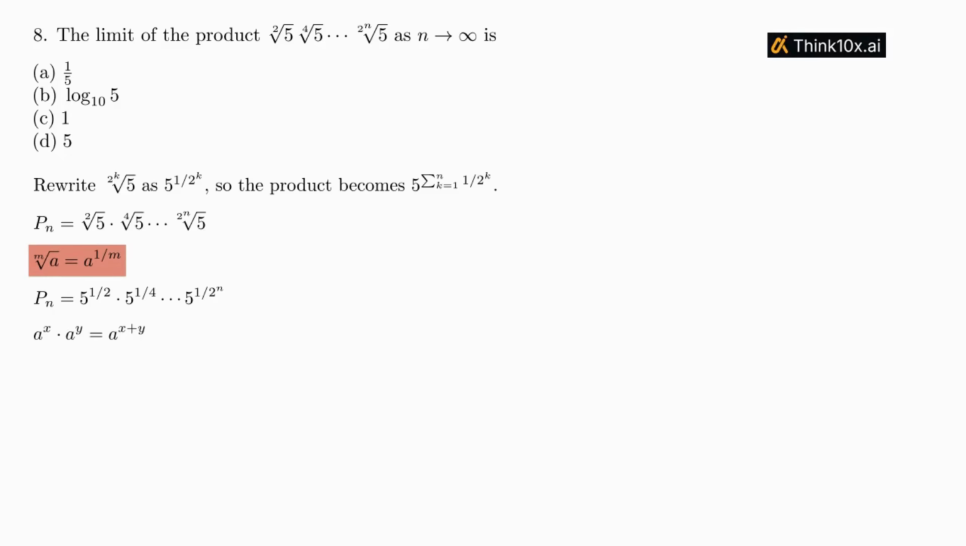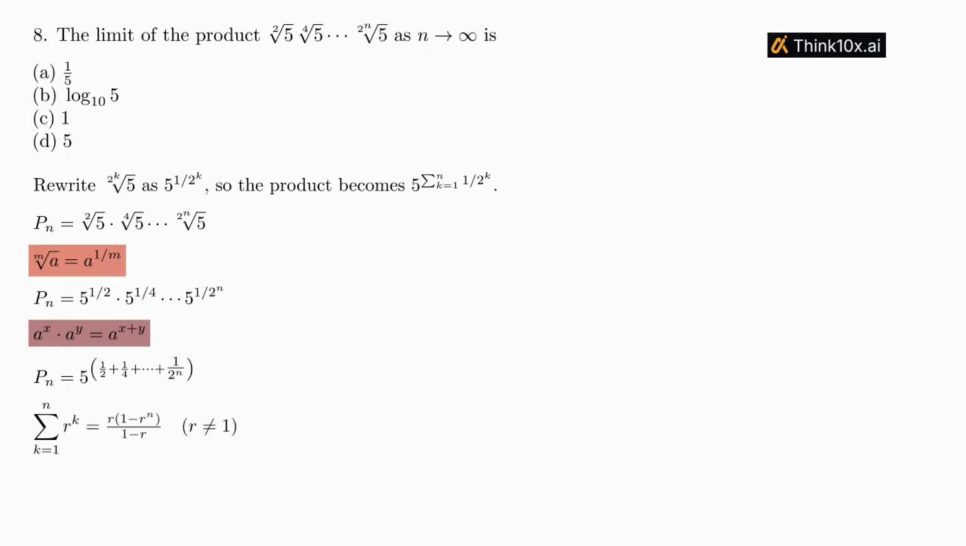Next, we use the exponent rule for multiplying like bases. When the base is the same, we add the exponents. That's exactly what we need here, since every factor has base 5. Same base means we can add exponents, turning the whole product into 1 power of 5. Using that rule repeatedly, the product collapses into a single power of 5. The new exponent is just the sum of all those fractional exponents from 1/2 down to 1 over 2 to the n.